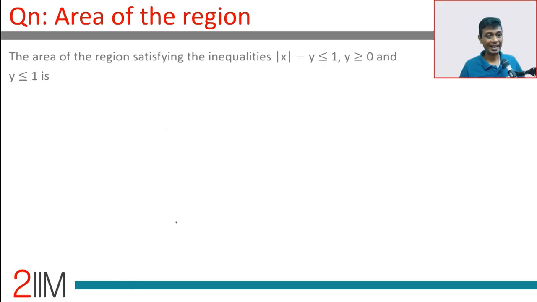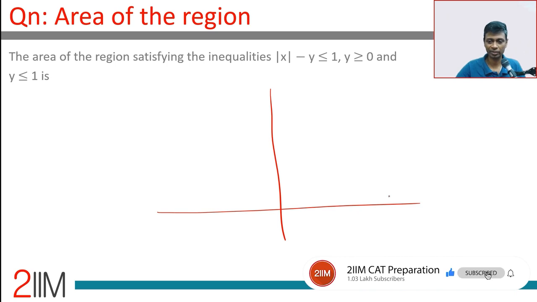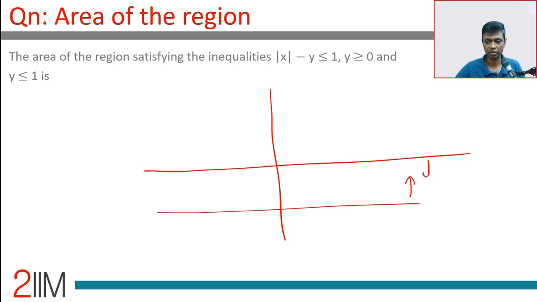The area of the region satisfying the inequalities |x − y| ≤ 1, y ≥ 0, y ≤ 1 is... Beautiful. Let's draw this one. y ≥ 0 is this. y ≤ 1, y = 1 is this. This region, we're talking about this band. |x − y| ≤ 1. Okay, |x − y| = 1, or y = |x| − 1.